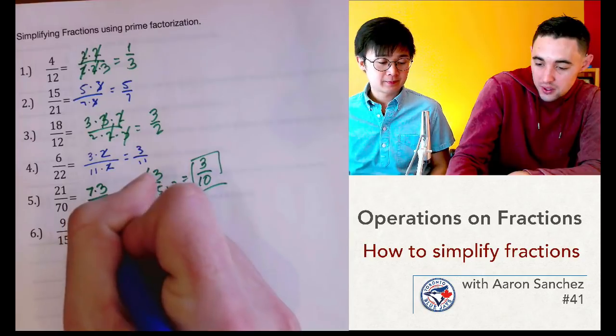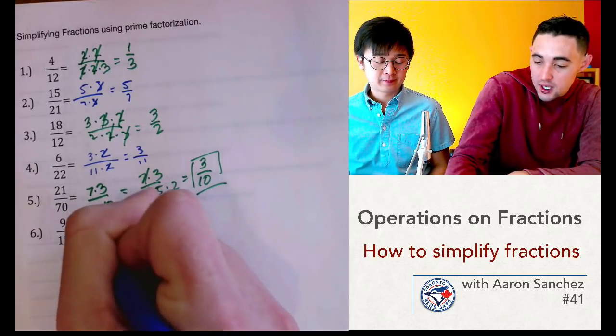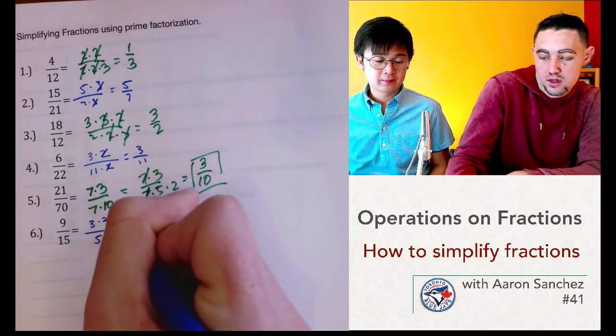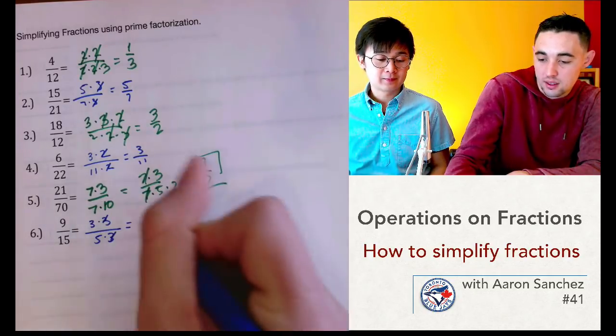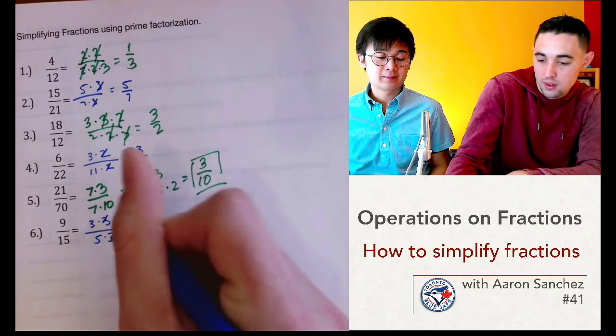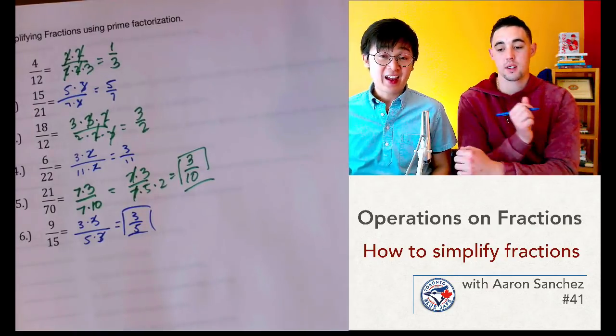9 is 3 and 3. 15 is 5 and 3. You break that down, you cancel those out. Answer is 3 over 5. And that is how we simplify.